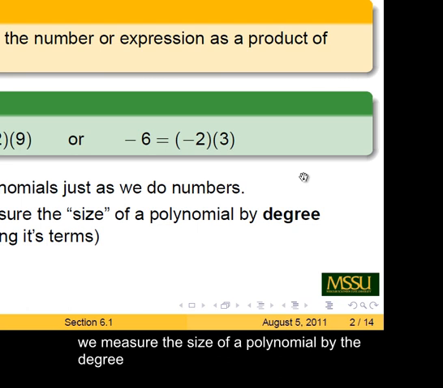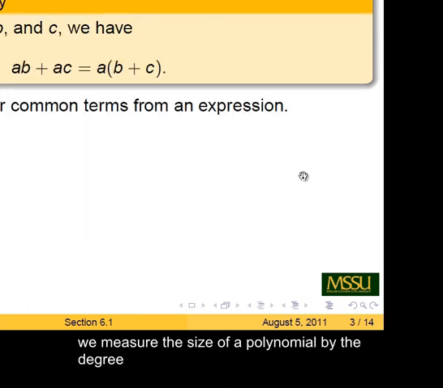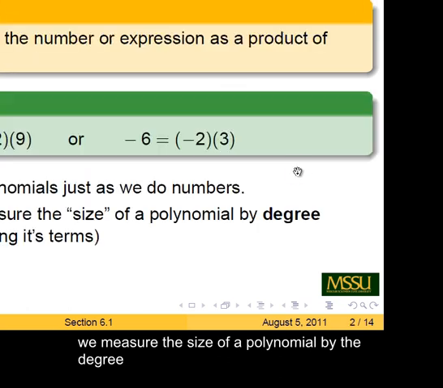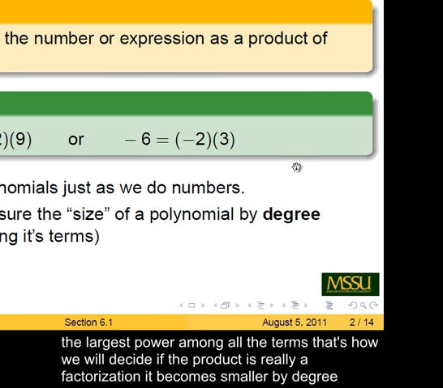We measure the size of a polynomial by the degree, whatever the largest power is among all of its terms. That's how we will decide that a product is really a factorization. It becomes smaller by a degree.